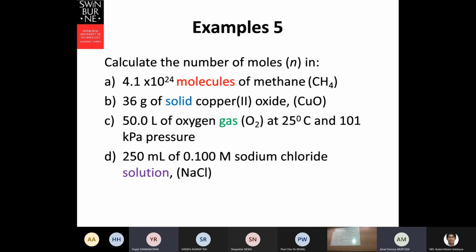Examples: calculate the number of moles in 4.1 times 10 power 24 molecules of methane. Another one is 36 grams of solid copper oxide, 50 milliliters of oxygen gas, and 250 sodium chloride. So for all four, we have seen that four different formulas will be needed for this type of problem, right?